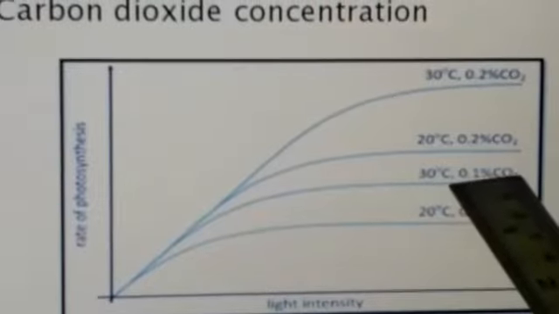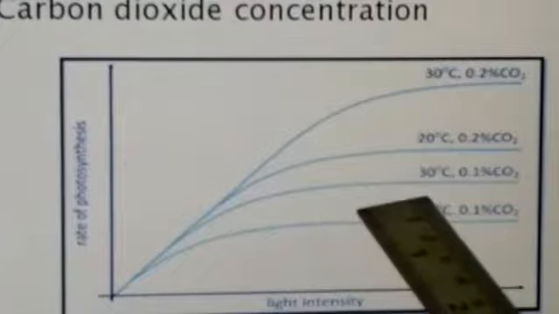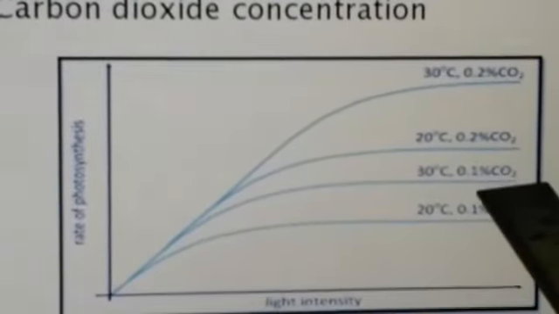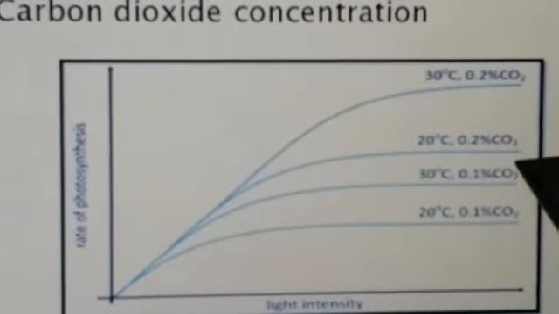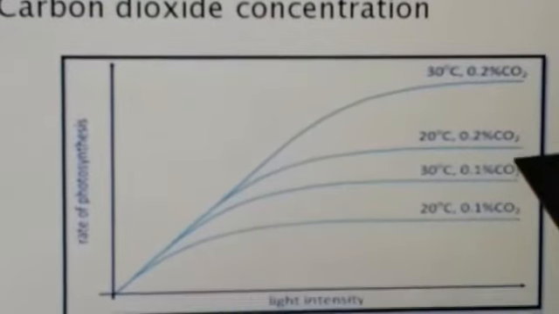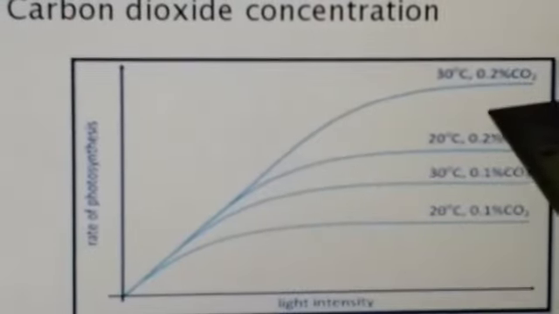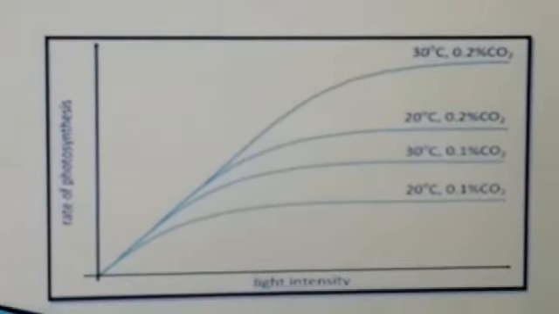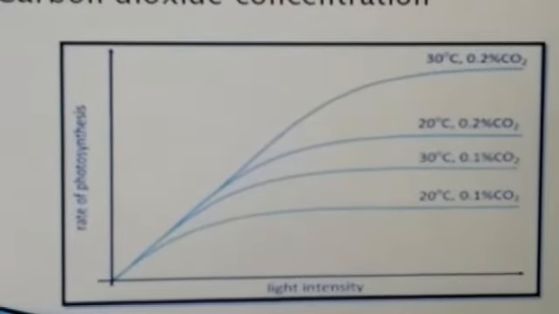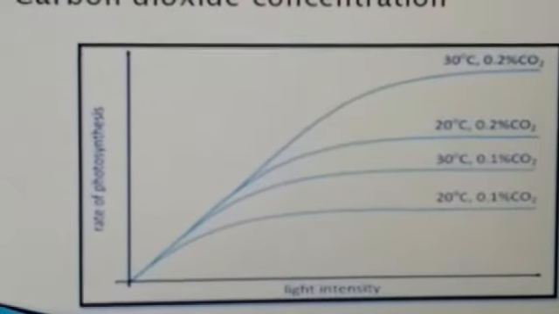When temperature is increased from 20 to 30 degrees centigrade, the rate increases again with the same constant carbon dioxide concentration. But again, when the temperature is lowered but CO2 is increased, again it is seen that the rate of photosynthesis increases. Again, with increase in temperature and CO2 at 0.2, again there is an increase. So we conclude that rate of photosynthesis increases with the increase in light intensity as well as with increase in CO2 concentration in the air.